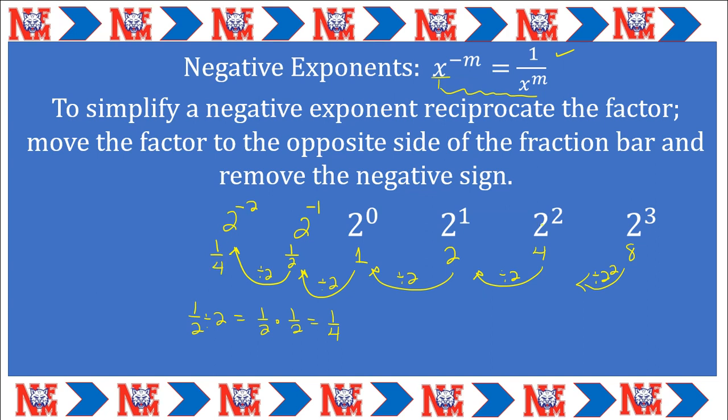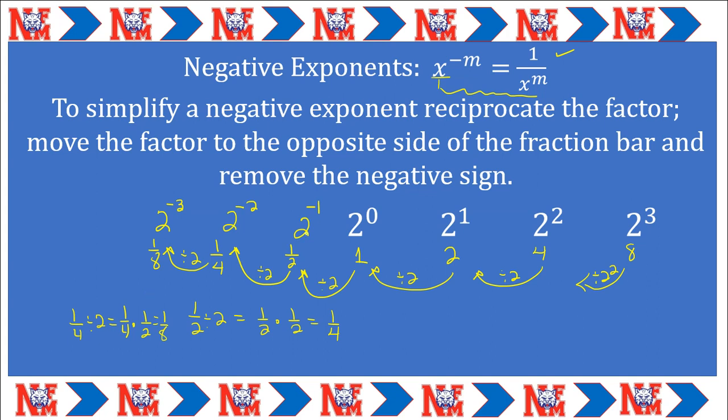We can see that 2 squared is 4. But when we have 2 to the negative 2, we're going to make it a fraction. It's dividing. Now let's move on and do one more. 2 to the negative third. So we're going to take the 1/4 and divide it by 2. So let's write it out. 1/4 divided by the base 2 is really 1/4 times 1/2, which gives us 1/8. So 2 to the negative third is 1/8.